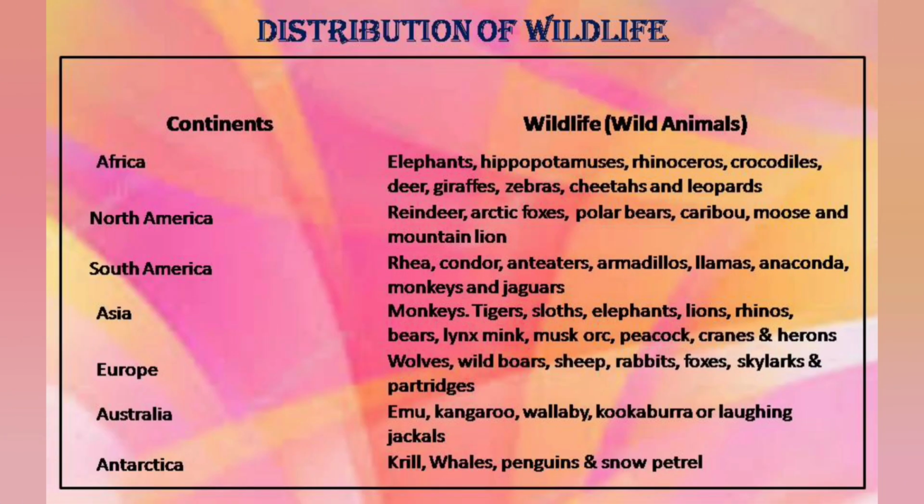Then again, distribution of wildlife in different continents is explained in a simple way by means of a chart. Different names of animals are given on the right hand side, and on the left hand side the names of different continents are given, like Africa, North America, South America, Asia, Europe, Australia, Antarctica. Some more names may be given in the book or some fewer names. You don't get confused. You can read it thoroughly from the book.